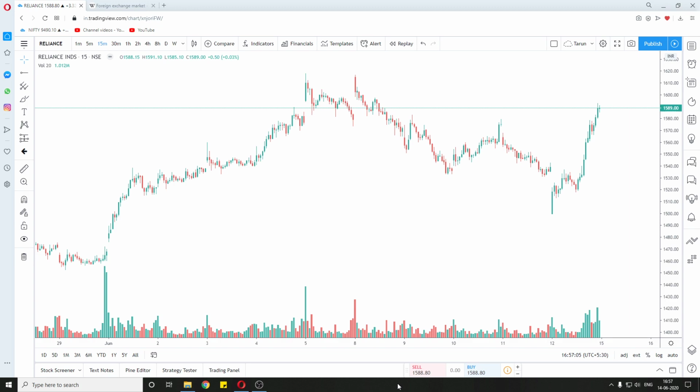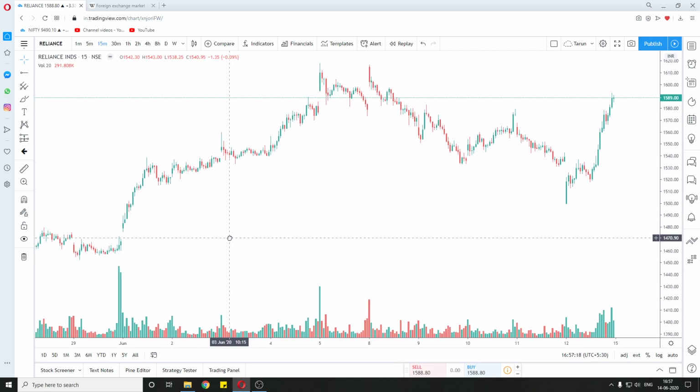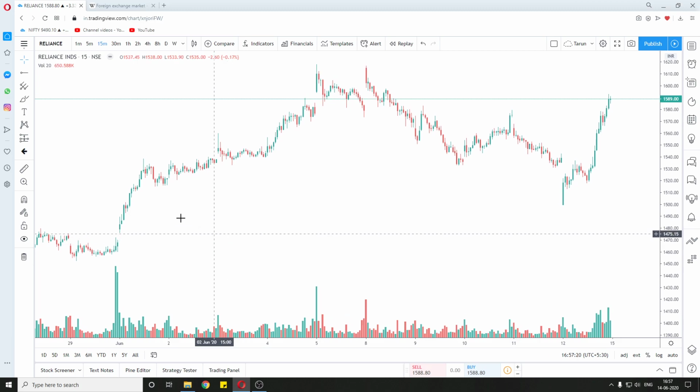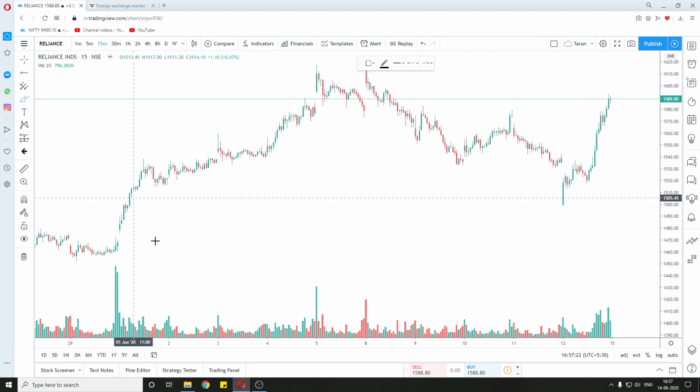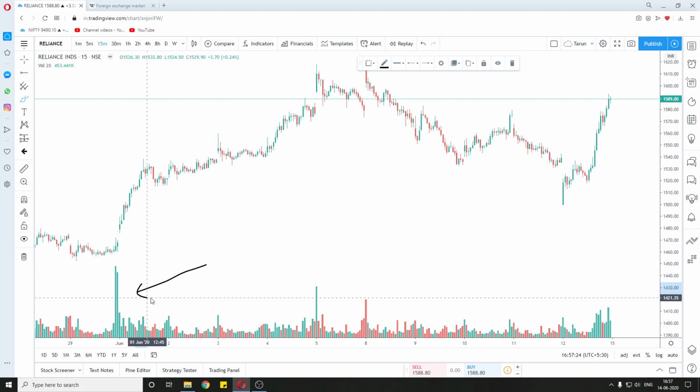Hello everyone. In this video, we will talk about volume profile and why the volume profile is so important and how the volume profile works. So let's start. But to understand how the volume profile works, we should first try to understand how the normal volume works, what this volume, which is below our chart, is telling us.